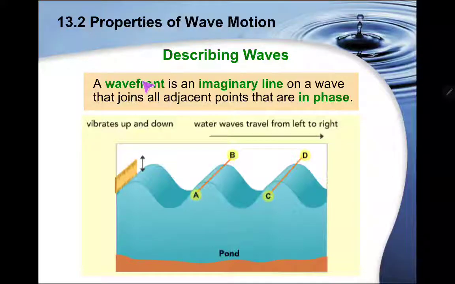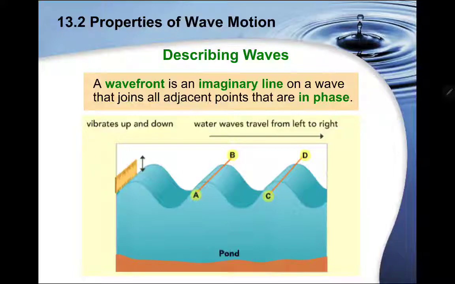So the next term we're going to learn is called the wavefront. The wavefront is an imaginary line on a wave that joins all adjacent points that are in phase. So we're looking at points in phase again. First thing you need to know is that this is a definition that needs to be memorized. If you look at the handout, the learning objectives, one of them says you need to be able to state what is meant by wavefront.